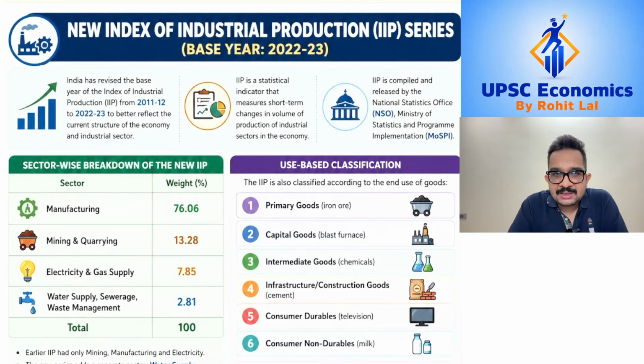So in a recent news development, we know that the base year for Index of Industrial Production has been revised to 22-23. So what we're going to do today is understand the changes which have happened in the IIP basket and what were the reasons for bringing about those changes.